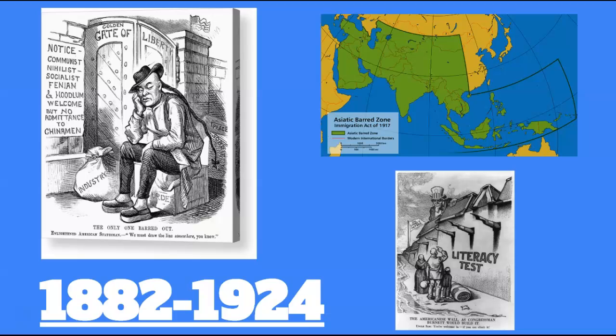In fact, certain Asian Americans were barred from coming to the United States whatsoever. In the 1917 Act, this green region here, which covers places like the Middle East, Saudi Arabia, India, other parts of Southeast Asia, this whole region was banned from coming to the United States at all.